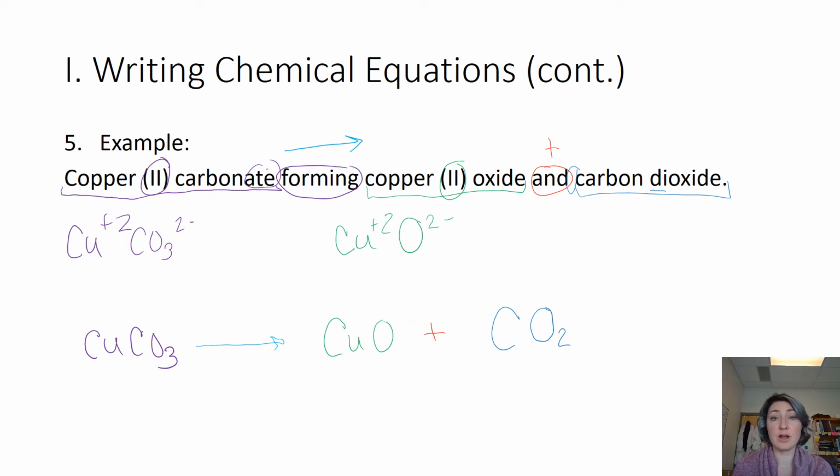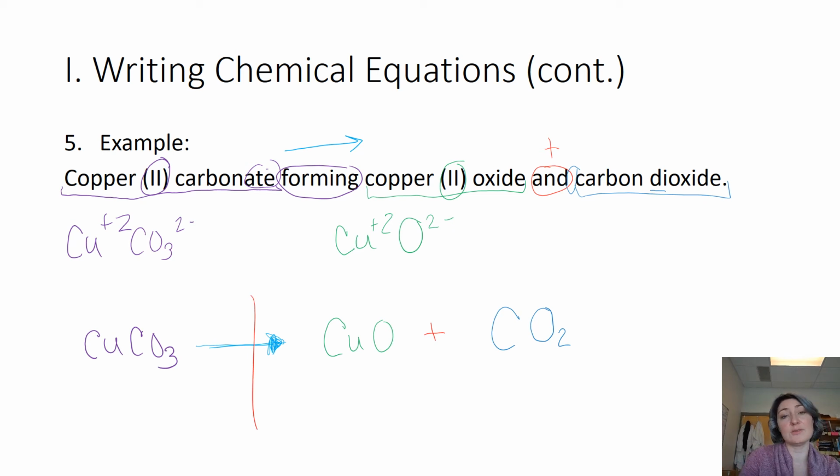I have neutral compounds. I check the charges on all my ionics. I use the prefixes to determine my subscript for my covalents. I've written in the arrow symbols, although not well. That does not look like an arrow. I assure you that is totally an arrow. And I've also added my plus signs to separate products from each other or reactants from each other if that's applicable. My last step is to balance this equation.